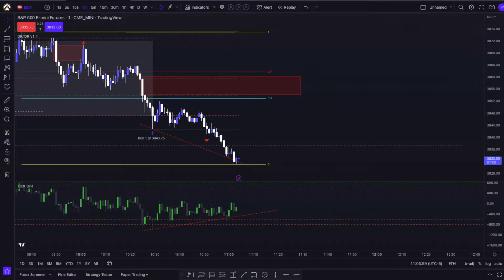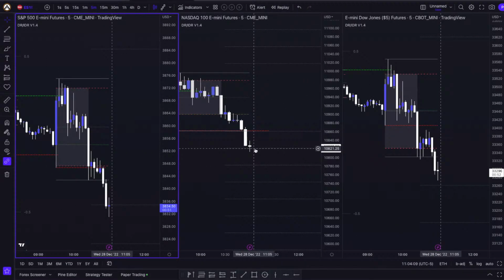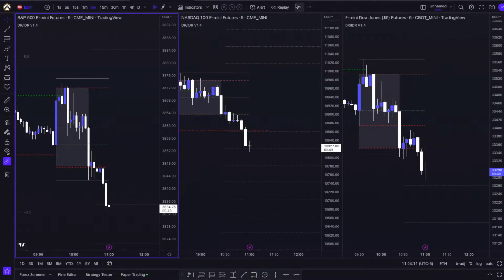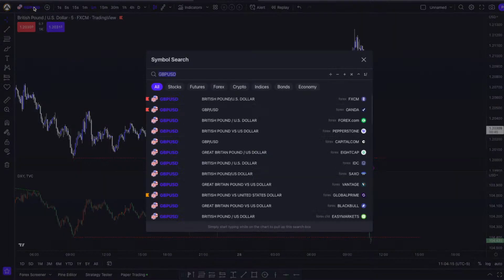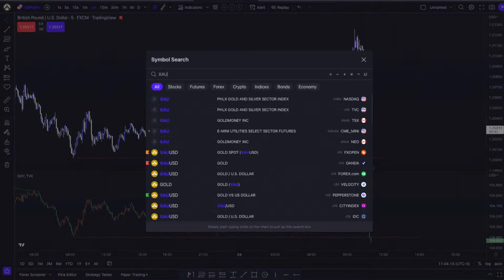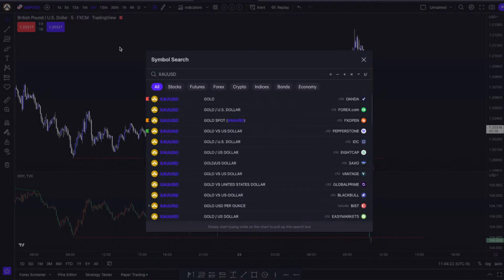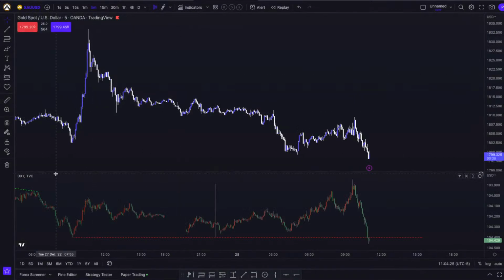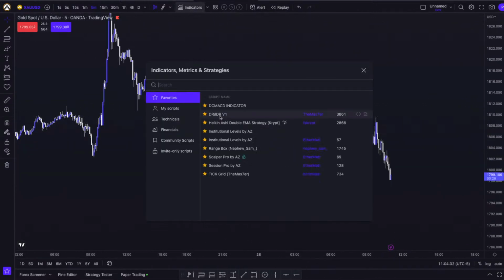Let's continue. What other charts could we be looking at while we're waiting for a potential entry opportunity here? I mean, pretty much all those charts look the same as of right now. We have a bearish bias, so we would be looking for short entries. We can pull up gold charts. So USD, let's go for ON, get rid of the DXY. And pull up the DR IDR.